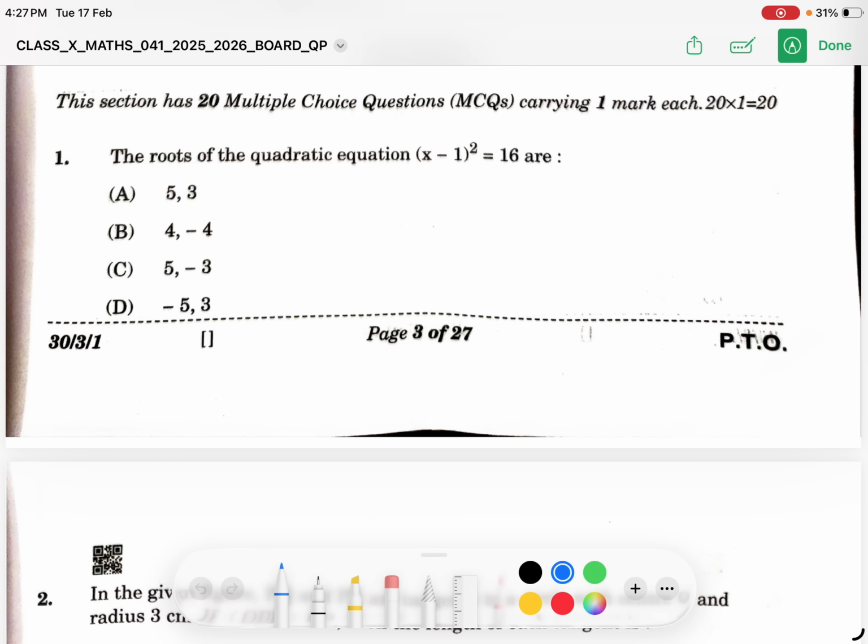the roots of the quadratic equation (x minus 1) the whole square equal to 16. So (x minus 1) the whole square equal to, we can write 4 square, then the square gets cancelled. So x minus 1 equal to 4, and x equal to 4 plus 1, so x equal to 5. And also you can check (x minus 1) the whole square equal to 16.